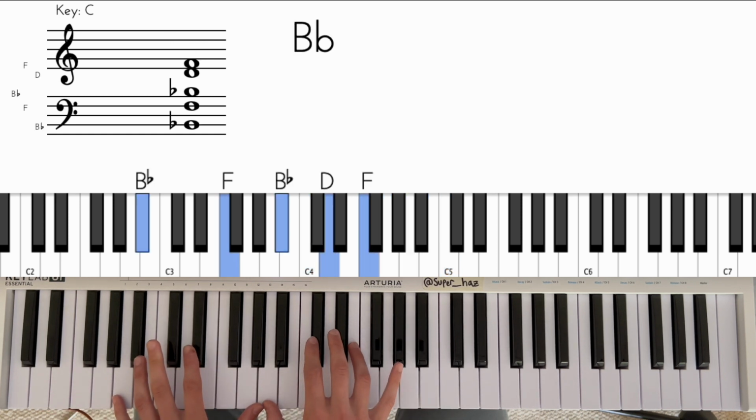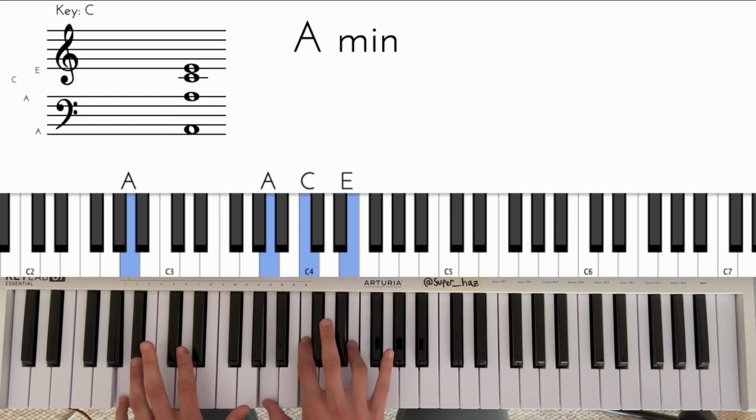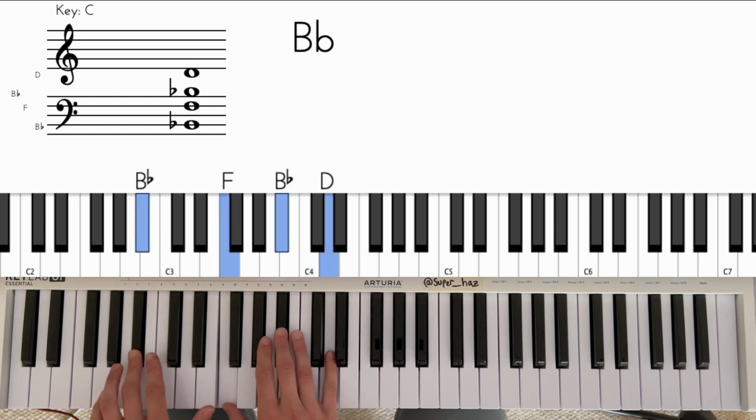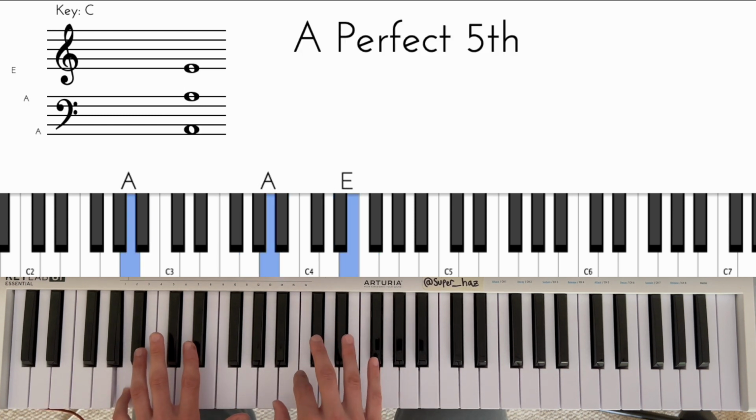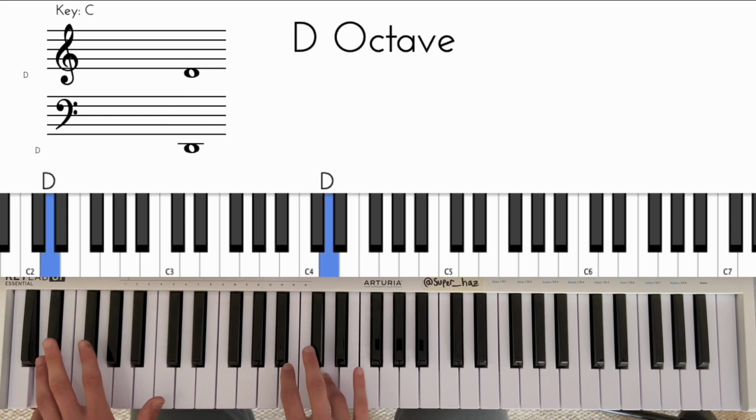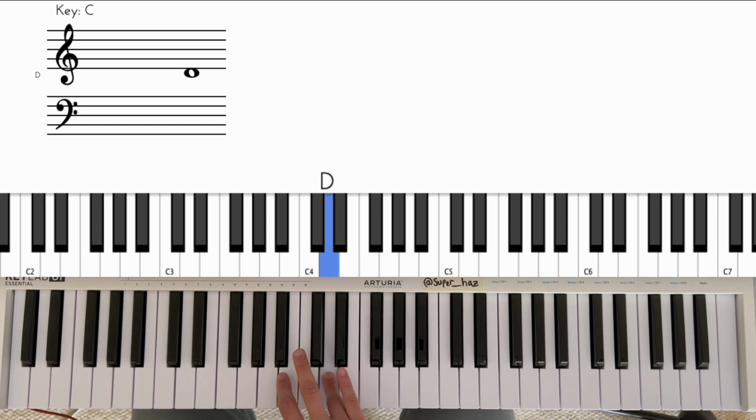So 1, 2, 3, 4, 1, 2, 3, 4. And then doing the D. There's a bass note on the first one, played very quietly, and then second D is just on its own. So that one, and then that one.